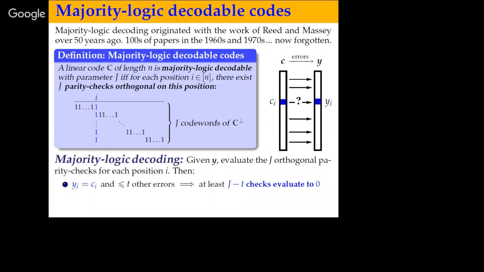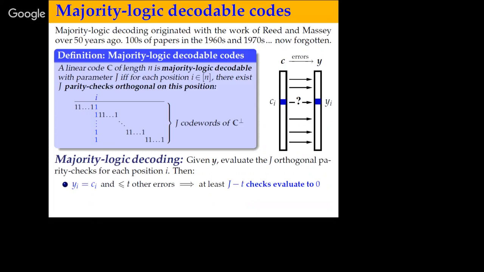Each one of these is a code word in the dual code. So you can think of it as a parity check on C, a very basic linear code. Okay? So if I evaluate this parity check on the original code word, what will it evaluate to? 0. That's the definition of a linear code. All the parity checks evaluate to 0. So if I were to evaluate the J parity checks on C, they would all evaluate to 0.